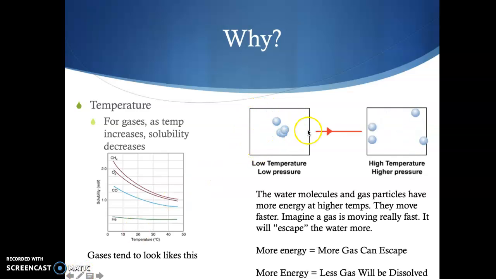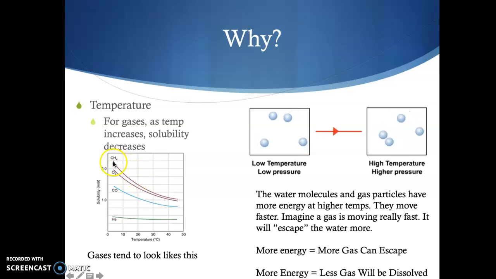Now as that gas particle hits the surface of the water, just like you see there, it hits the edge between the water and the air. It has enough energy then to oftentimes escape. It could leave the water. It's no longer dissolved. Now imagine that same process is happening at this higher temp. Not only do the gas particles hit the water more often, they also hit it with more speed. And since they have a higher speed and they hit the surface of the water more often, they are unable to stay dissolved in water.